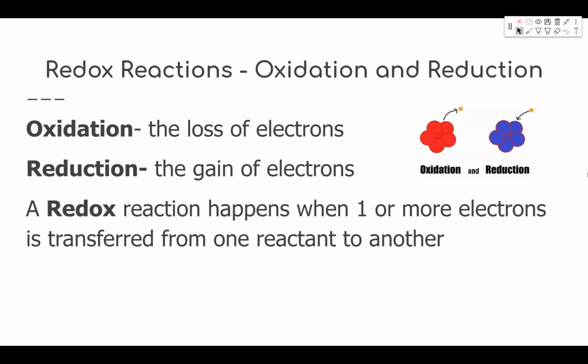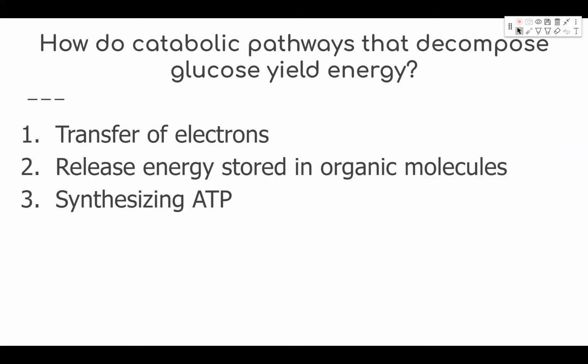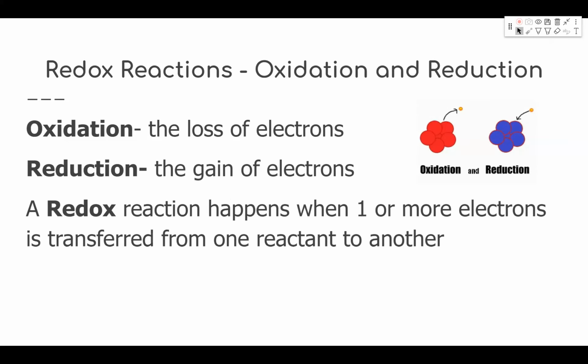So those are our 3 steps. How we get to these 3 steps is through a redox reaction, to synthesize ATP. Redox reactions are a 2-step process, or 2 big things that happen. That is oxidation and reduction, or reduction and oxidation.